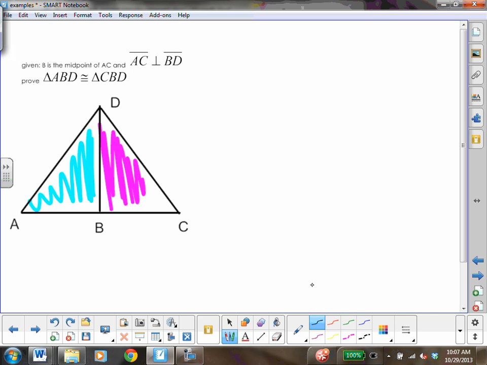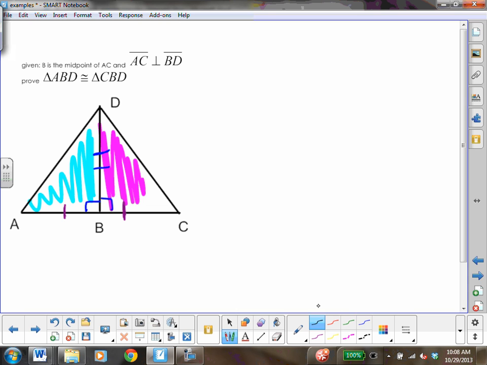I'm told that B is the midpoint of AC, which means that AC is cut into two equal parts, and that AC is perpendicular to BD, so that means that these two meet at a right angle. The only other thing I need in this proof is to say that this side here is equal to itself because of the reflexive property.